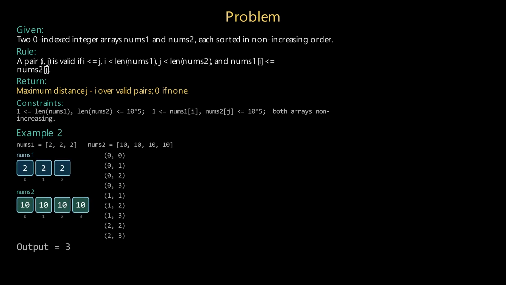Example 2: valid pairs are listed beside the arrays again. Here we go straight to the best pair and the answer. The largest gap is 3, from index 0 to 3. 3 minus 0 is 3, so we write output equals 3.